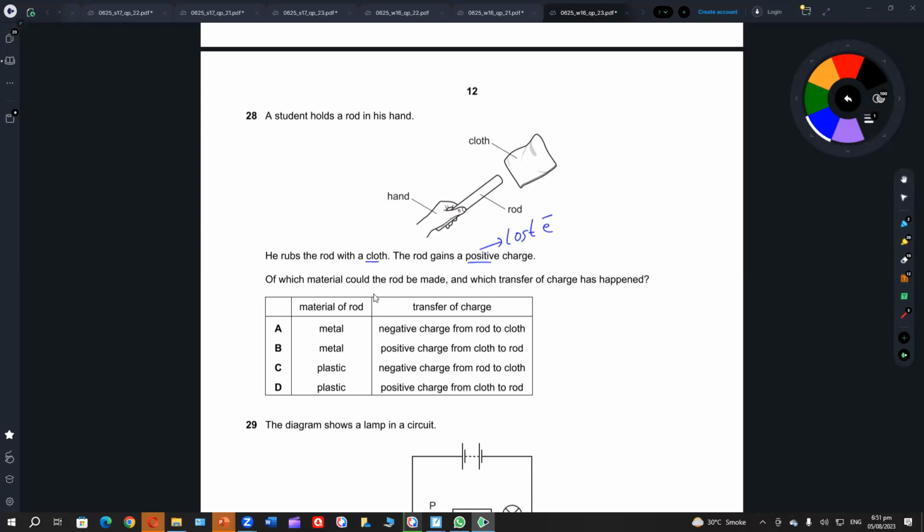So obviously it means the cloth has gained electrons. So how are electrons moving? The rod is losing and the cloth is gaining. A very similar question, and it means this is the transfer of electrons.